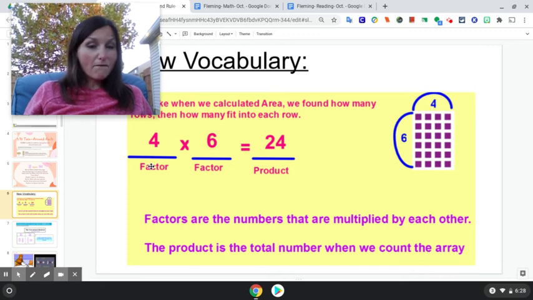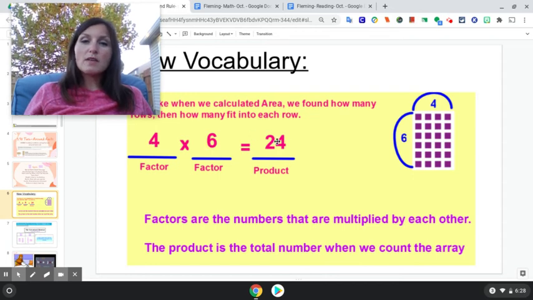Well, 4 is a factor. 6 is a factor. These are two things that when you multiply them together equal this product. And product is the answer to a multiplication problem. So this is a factor and this is a factor. Those are just good words to know for math, these vocabulary words. Factors are the numbers that you multiply by each other, and the product is the total number.